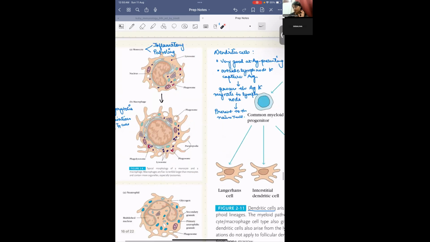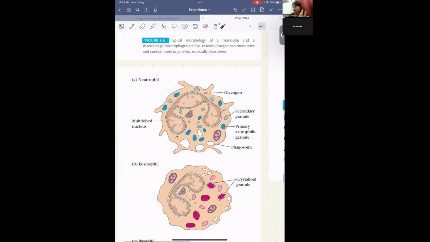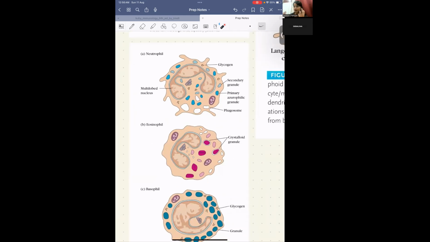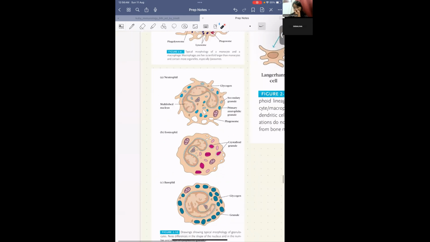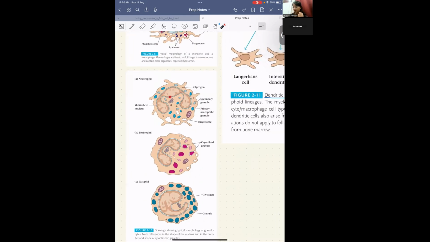Beside that, we discussed the neutrophils, eosinophils, and the different enzymes packed inside these granules. One thing that you will also see here is the structure of the nucleus in each of these cell types. So that is another basis for classification of these cells into different types.